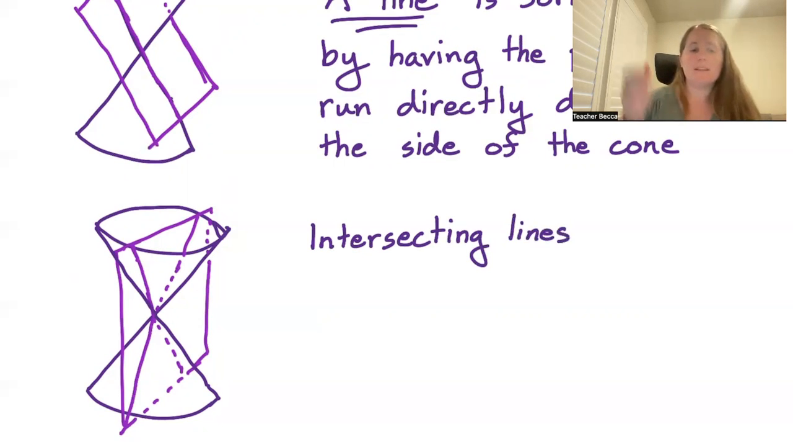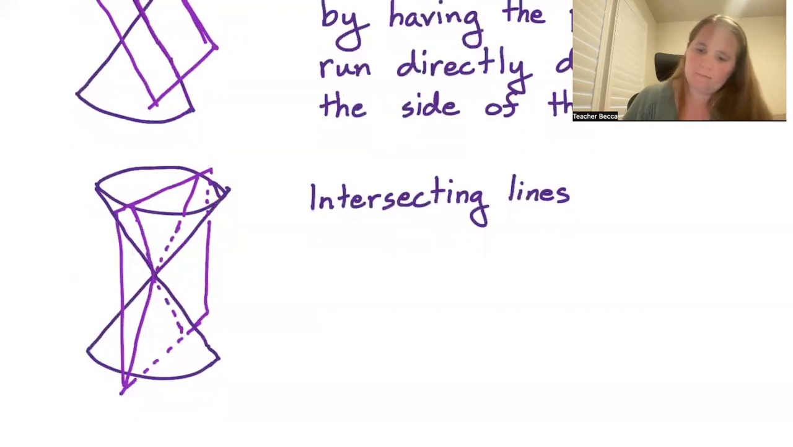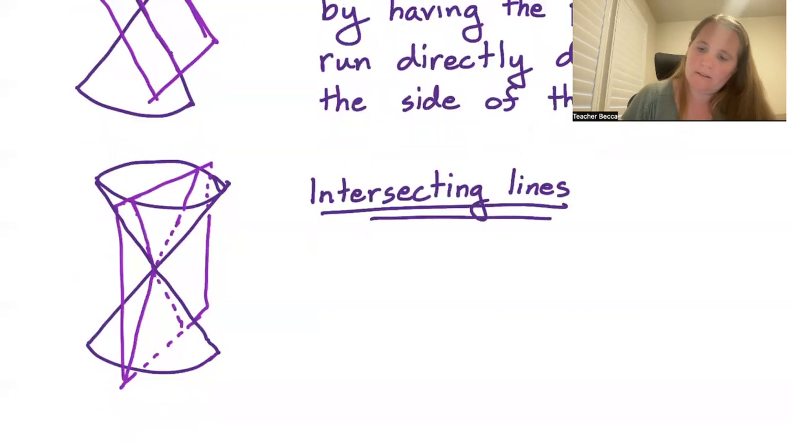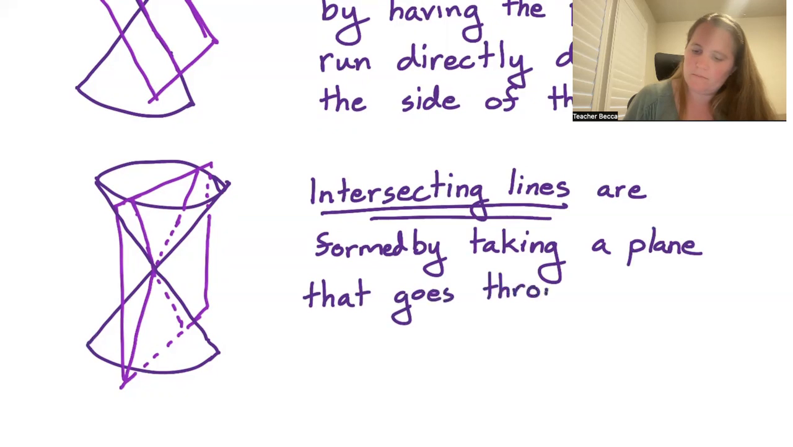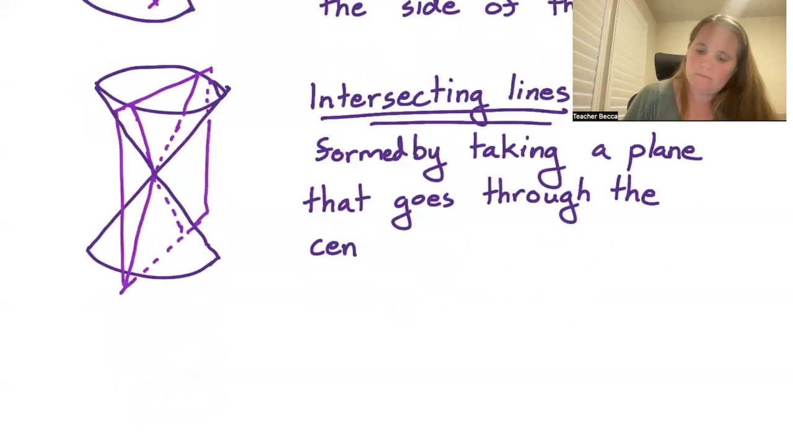And essentially, if we have a plane that goes through the central point that is steeper than the sides of the cone, intersecting lines are formed. So intersecting lines are formed by taking a plane that goes through the central point with a steeper slant than the sides of the cone.